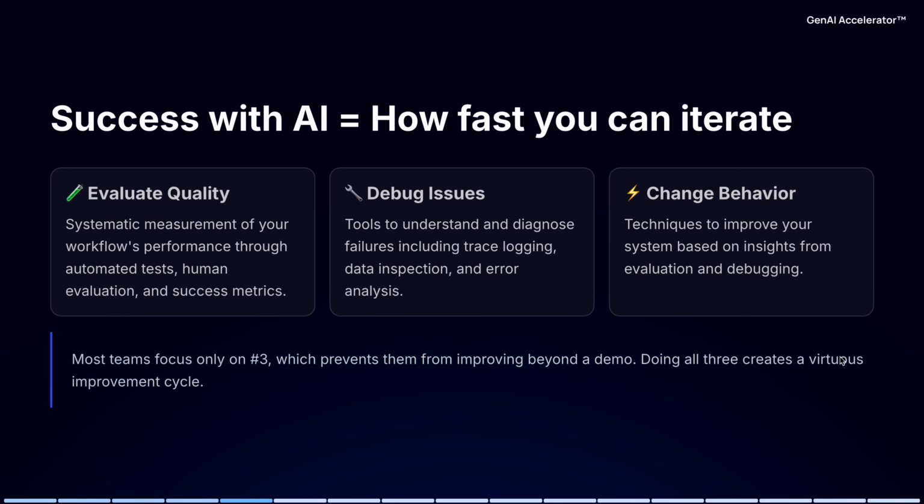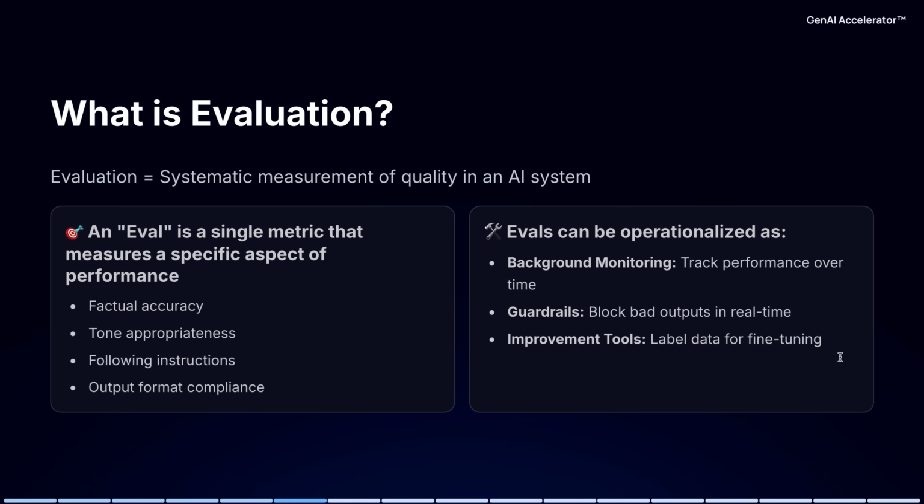Doing all 3 creates a virtuous improvement cycle. So all of these 3 need to work together in harmony in order to be in full control of everything that's going on in your AI system. So that then brings us to evaluations.